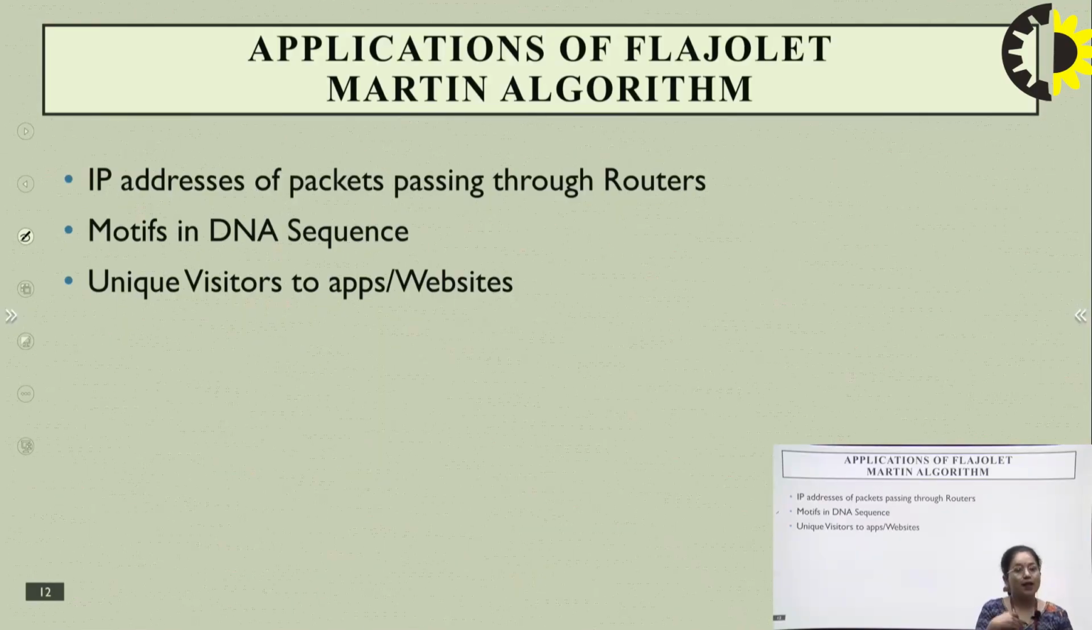Means if I am the visitor, and I am again and again using that application, I should not be counted. If I am using an application 4 times, I should not be counted 4 times because I am a single identity, right? So there we need to count how many different visitors there were. So we will use the FM algorithm.